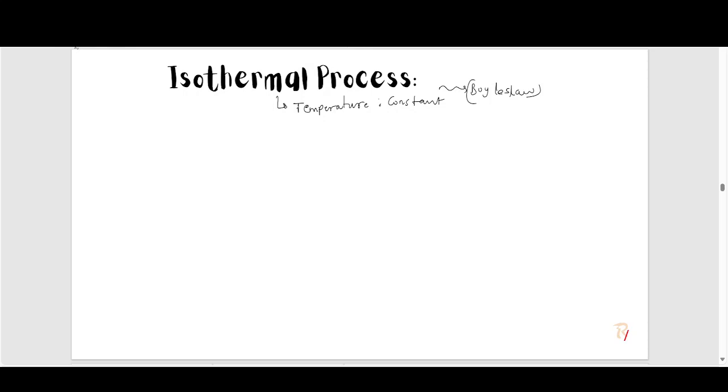Okay, let's go to the isothermal process, which is temperature constant. It's also from the states of matter, we know Boyle's law. Let me take an open container.